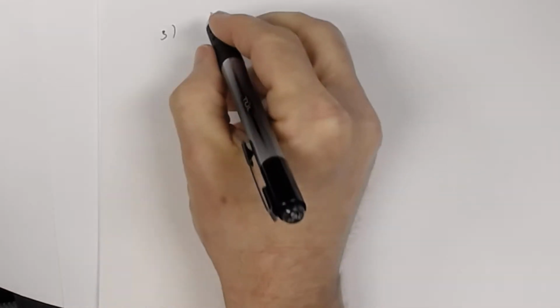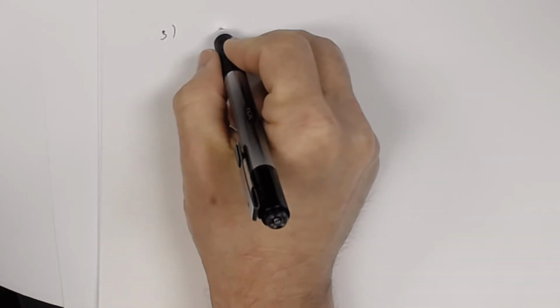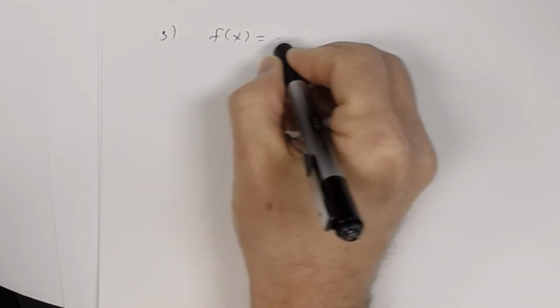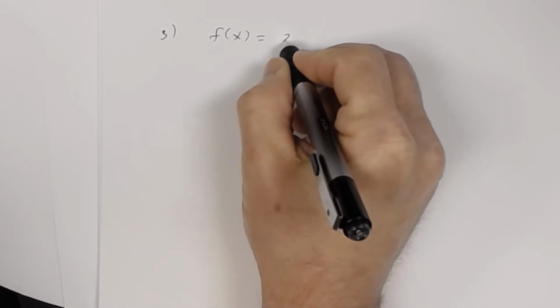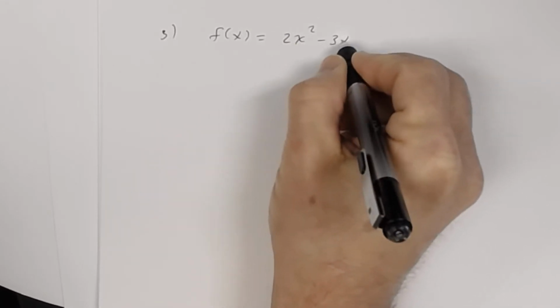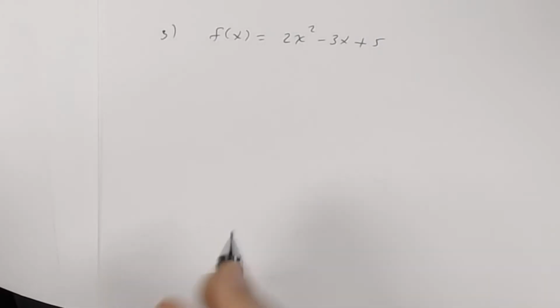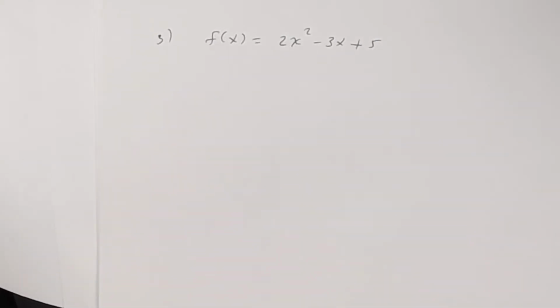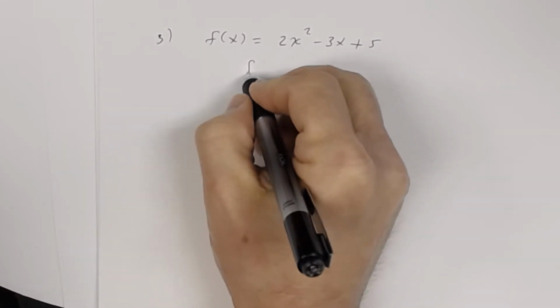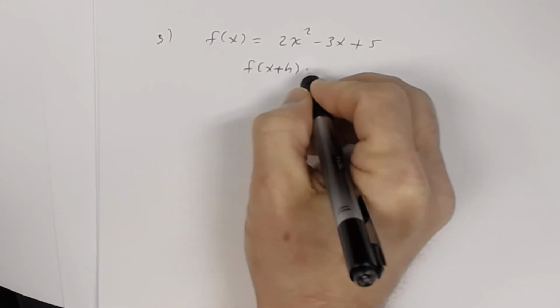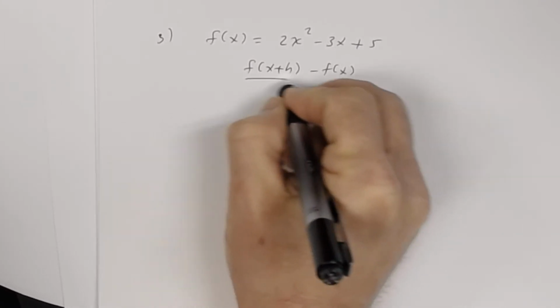Okay, so let's look at number 3. Let's suppose we had this quadratic function, f of x is equal to 2x squared minus 3x plus 5. So again, I want to find the difference quotient: f of x plus h minus f of x, divided by h.